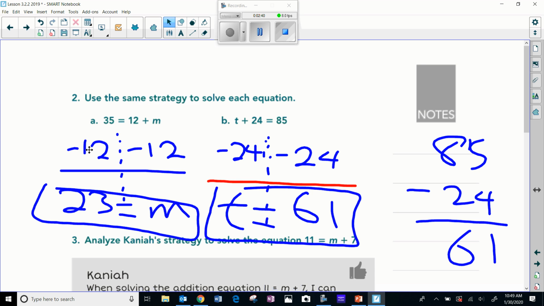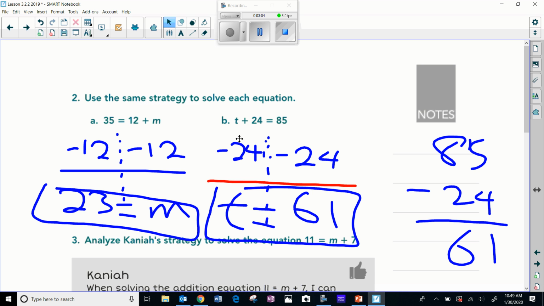So 35 minus 12 is 23. 12 minus 12 is 0, so these cancel out, and we're left with our m. So m equals 23. Then we could check to see if this makes it true, if it is a solution. We could put 23 in for m and see if it's a true statement, which it would be.